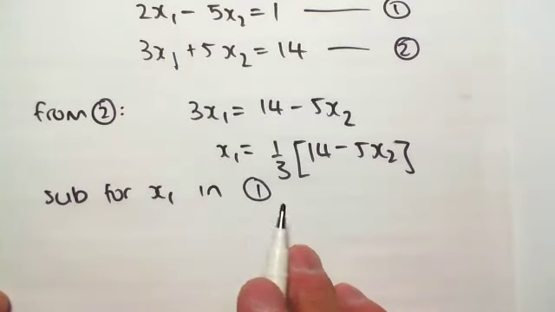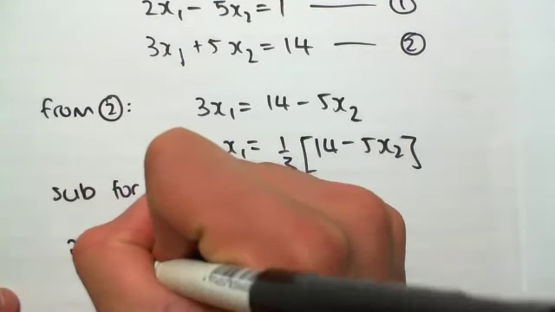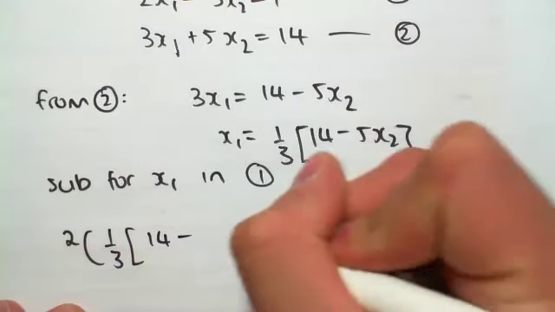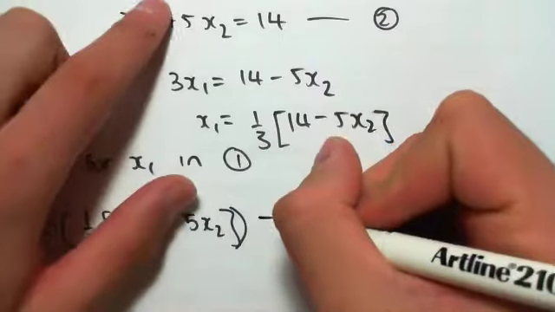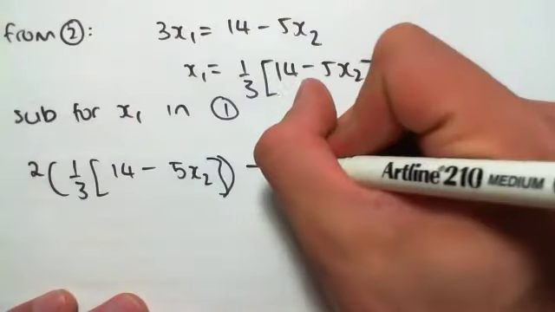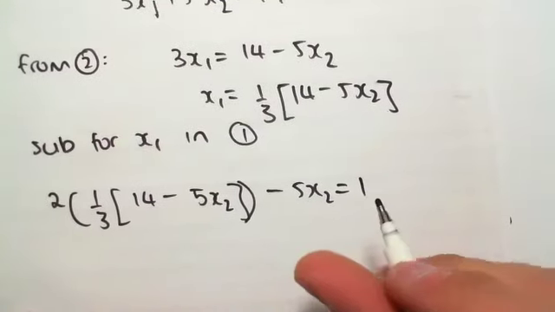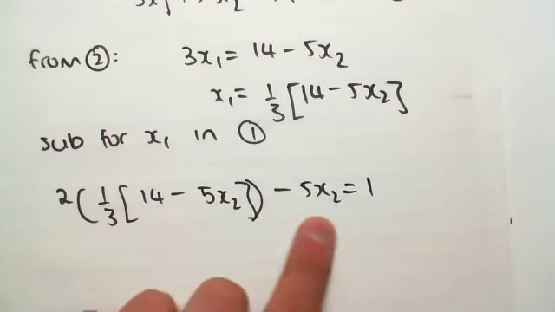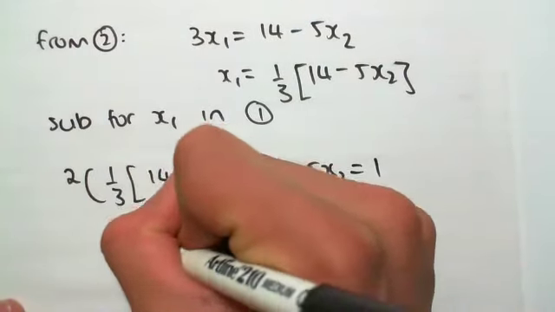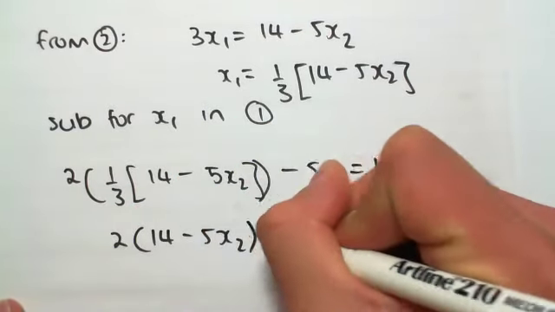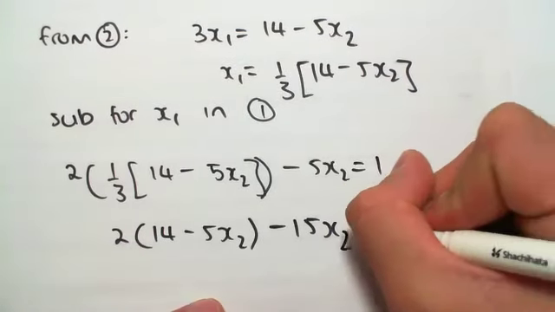So if we substitute for x1 in equation 1, we would have 2 outside of 1 on 3 outside of 14 minus 5x2, minus 5x2 equals 1. So simplifying this, I'm going to multiply everything by 3 and expand this out. So multiplying everything by 3, we would have 2 outside of 14 minus 5x2 minus 3 by 5 is 15x2. 3 by 1 is 3.